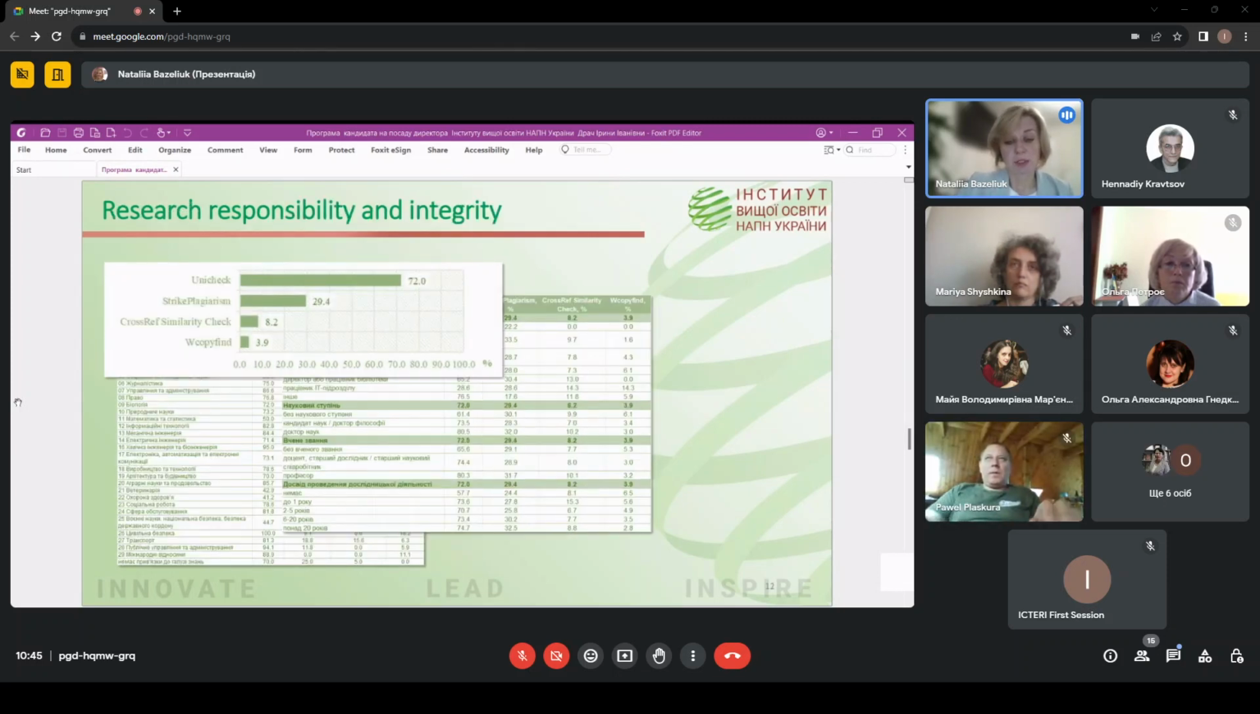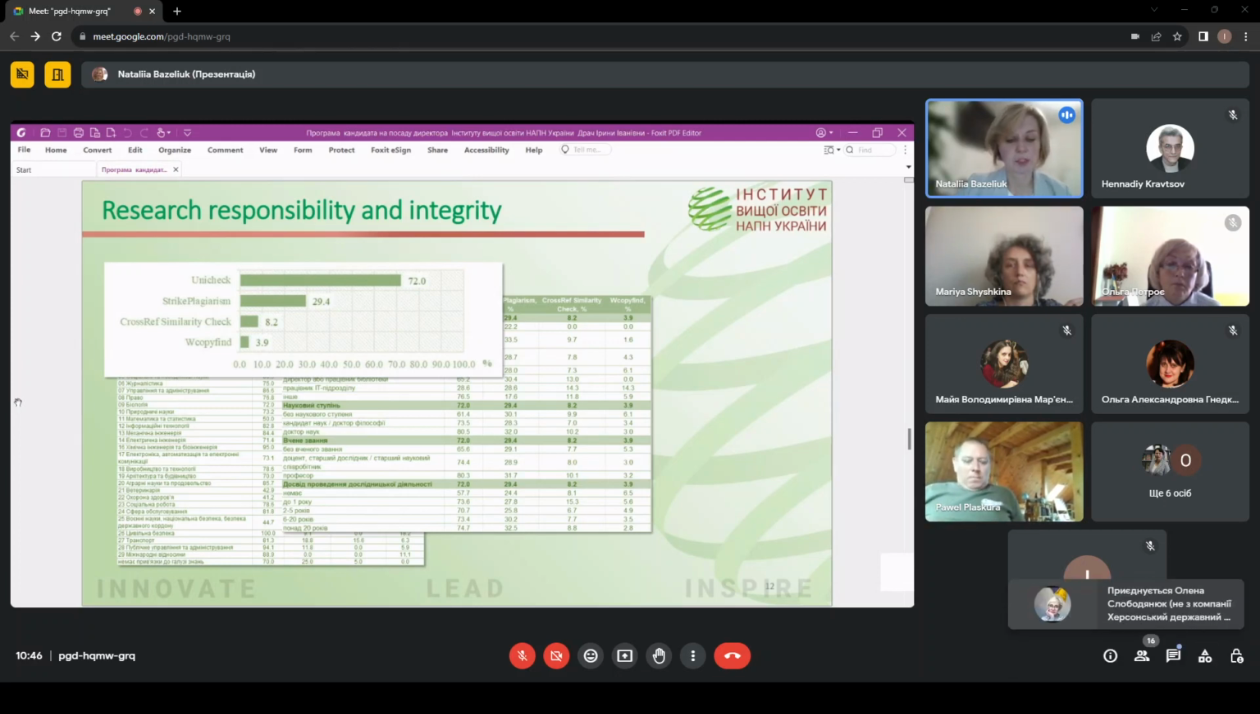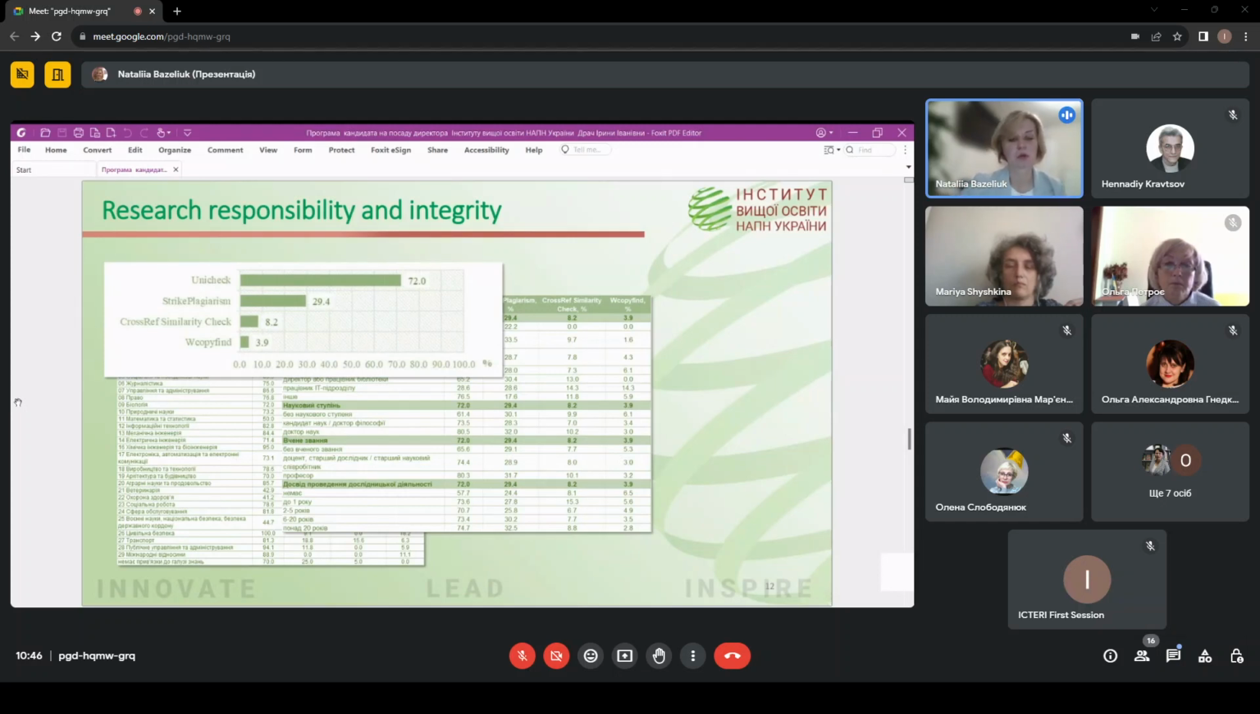Unicheck and StrikePlagiarism emerge as primary tools to enhance research responsibility and integrity. Relatively less prevalent were Crossref Similarity Check, WeCopyfind, and Anti-Plagiarism. Respondents in the comment section underscore using the services primarily to scrutinize students' qualification papers. It is noteworthy that a significant proportion of respondents demonstrated a limited level of awareness of the services employed by higher education institutions to promote research responsibility and integrity.